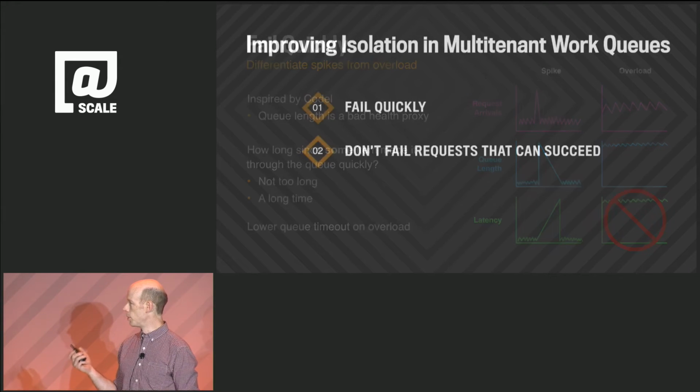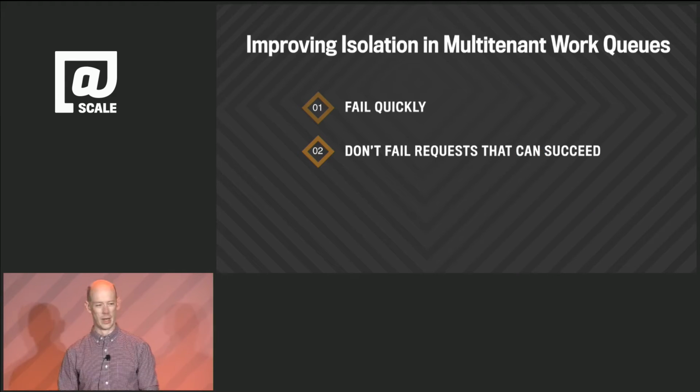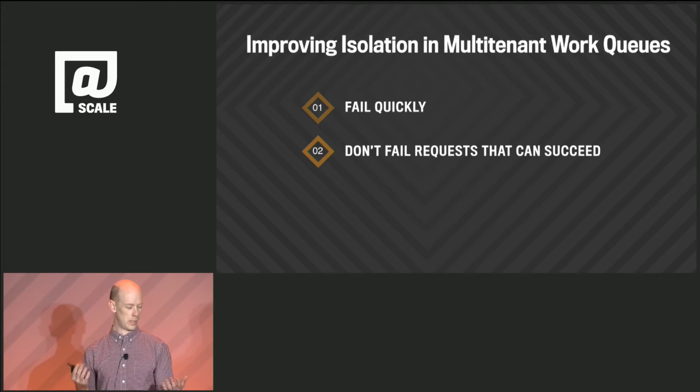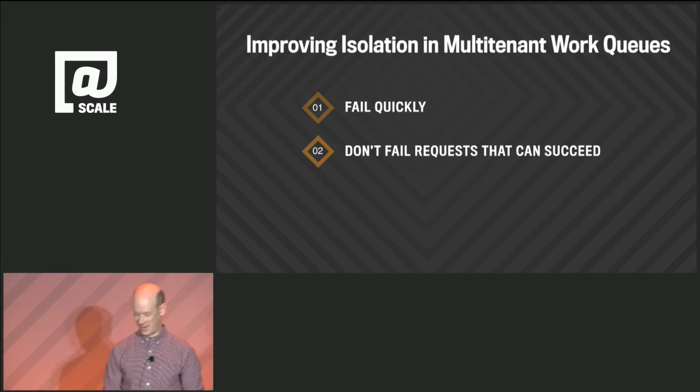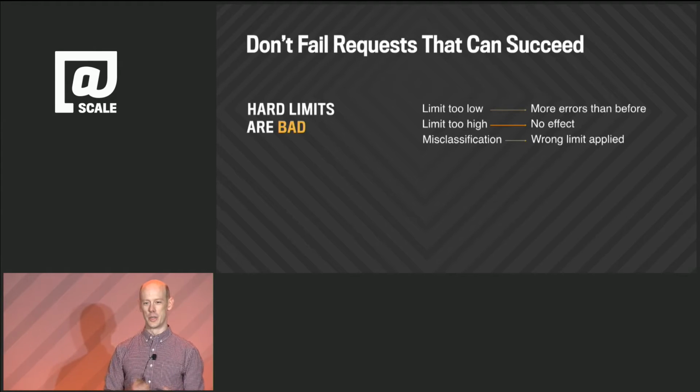So the second principle is to not fail requests that can succeed. I guess there's a trope in finance that says there are two rules for succeeding in finance. One of them is to not panic, and the other is to panic first. So I guess rule number one is panic first, and the second rule is don't panic. So hard limits in this situation are bad.